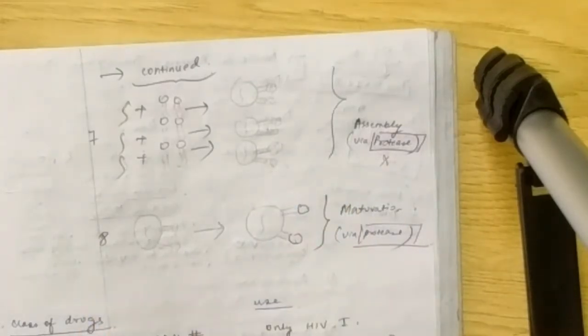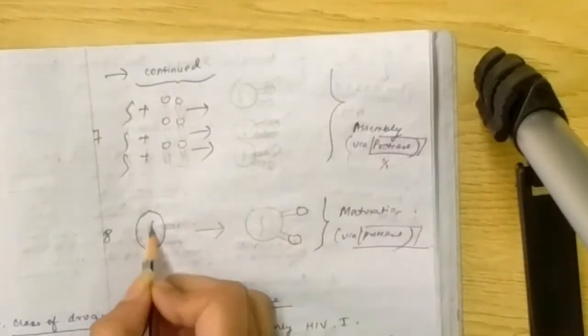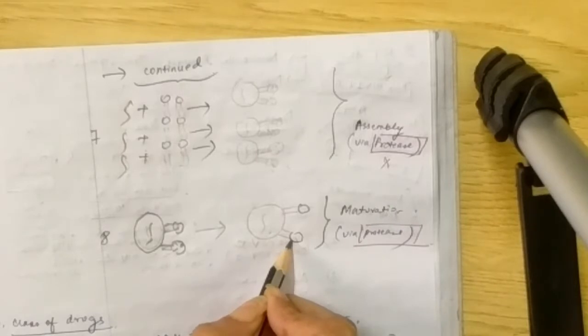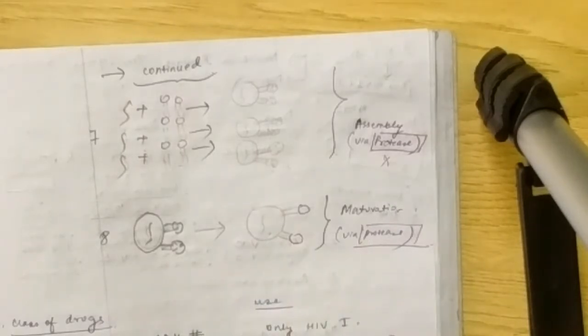See, the glycoproteins are not proper. Again, the protease will cause the maturation process. That means these rough HIV change to mature HIV. So this is the life cycle of HIV or a retrovirus.